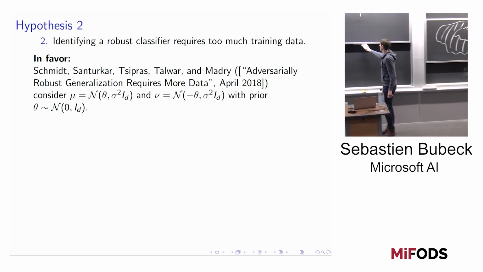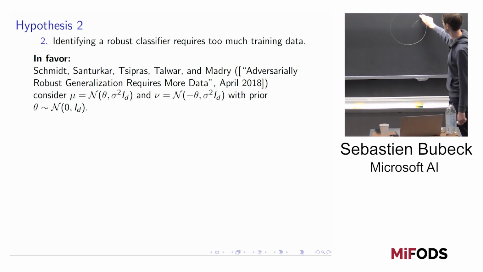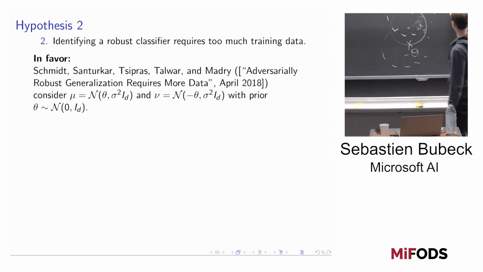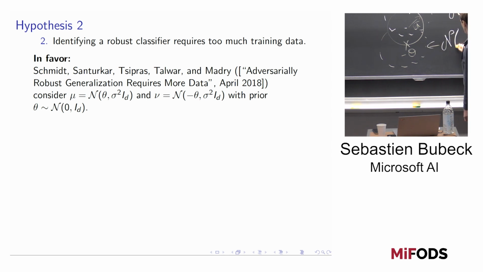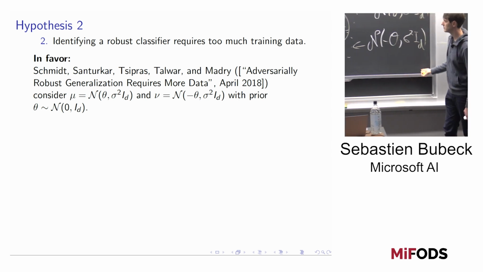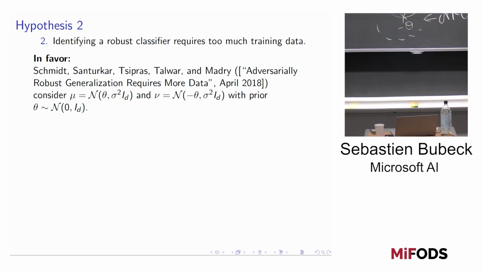So the picture is like this. This is a sphere of radius square root d. I'm taking a random theta and minus theta, and then my two distributions are two centered Gaussians. This is N(theta, sigma squared times the identity), and this is N(minus theta, sigma squared times the identity). Now I'm going to get samples from those two distributions. I get a new sample, and I want to classify it.